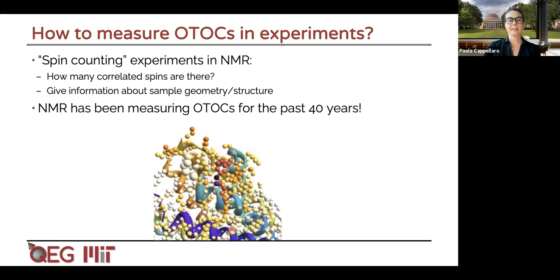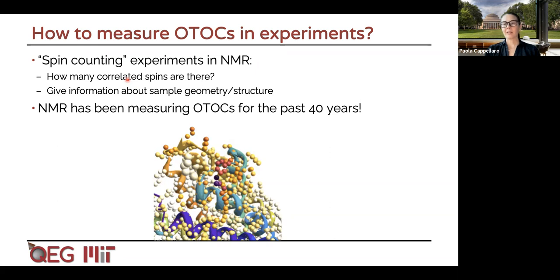As a matter of fact, if you look at NMR, they've been measuring these since basically forever, at least for the past 40 years. So why were we interested in something similar? We were not calling them OTOCs at all, of course. They were talking about a spin counting experiment in NMR. And the question was somehow similar to what we are trying to discuss here. If I create a correlation among the spins, this is like what we talk about when the information is scrambled, it's no longer local, I created a correlation.